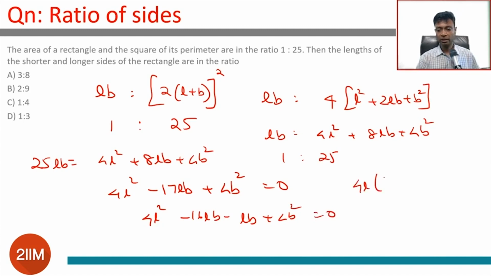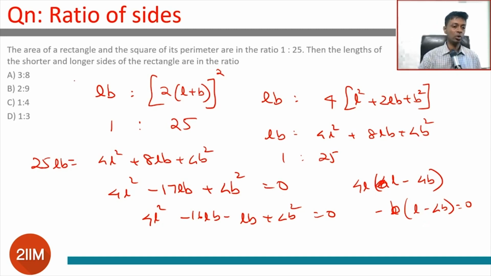4L into L minus 4B minus B into L minus 4B is 0. So 4L minus B into L minus 4B is 0. So 1:4 or 4:1. Shorter to longer is 1:4.